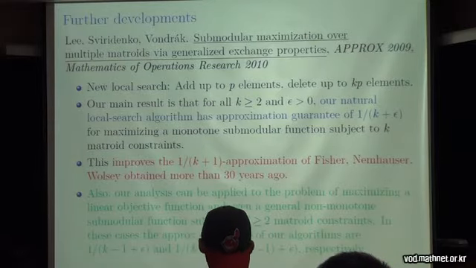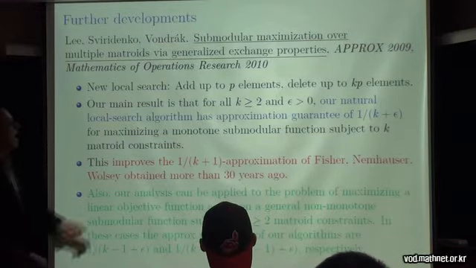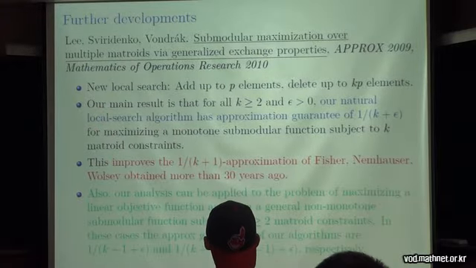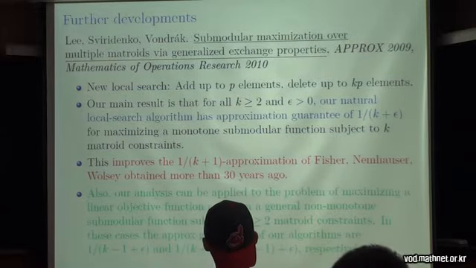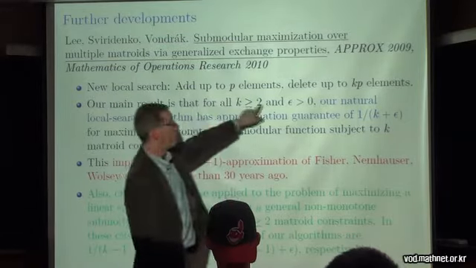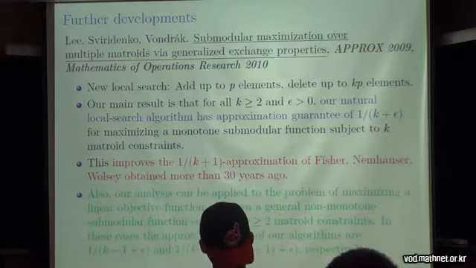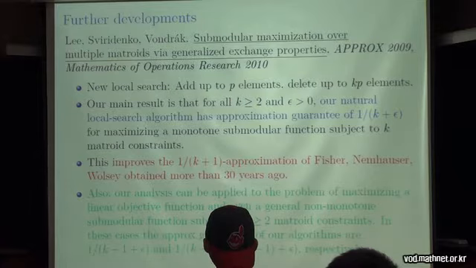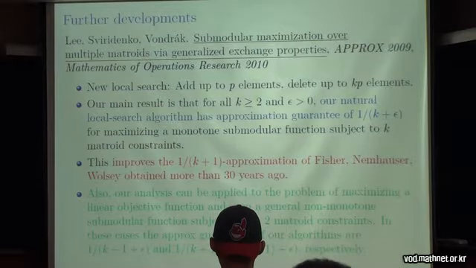So we have improvements on this. You can make the local search more powerful by adding not one element at a time, but p elements, and dropping k times p elements, where p depends on the epsilon. If you do that, you can get within a really nice factor. As long as k is at least 2, you can get within almost 1 over k of the optimal with k matroids. That's an improvement on an old result of Fisher, Nemhauser, and Wolsey, maybe that 30 is 35 years old now. They proved 1 over k plus 1, so this is essentially 1 over k now.